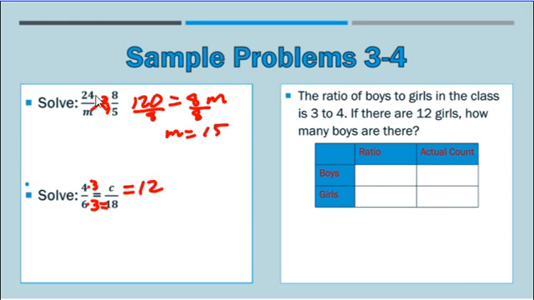Well, let's do the cross multiplication just to prove that it would be. So I would do 4 times 18, which would give me 72, equals 6 times c. To get c by itself, I divide by 6. 72 divided by 6, c gives me 12.